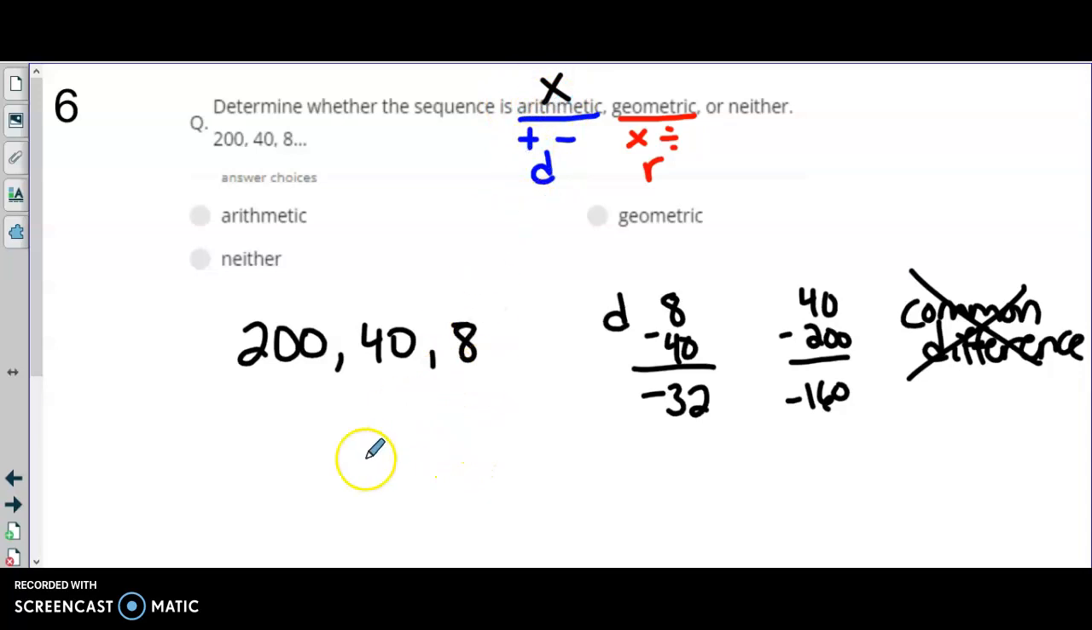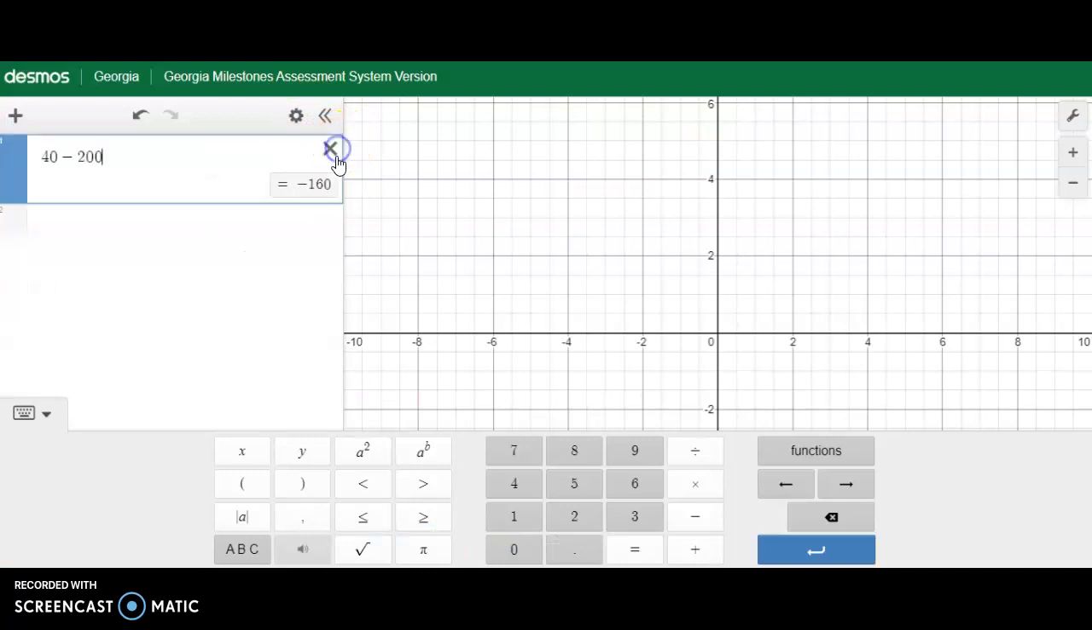Okay, now let's look and see if it's geometric. We're going to see if it has a common ratio. So for the ratio, remember ratio is a fraction. So we're going to start at the back and we're going to make a fraction, 8 over 40. And we're going to see what that equals. So 8 divided by 40 is 0.2.